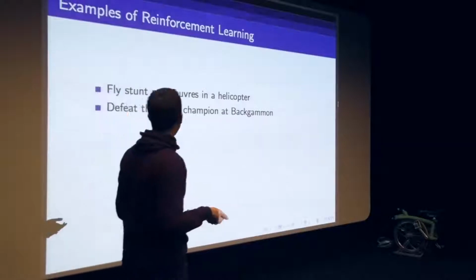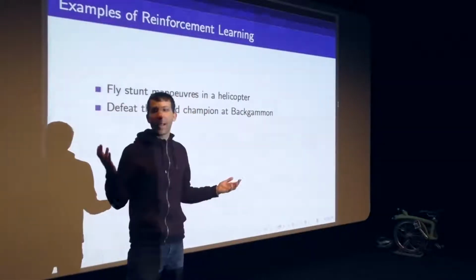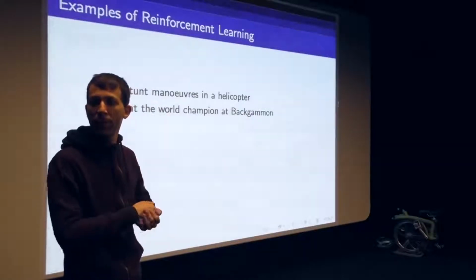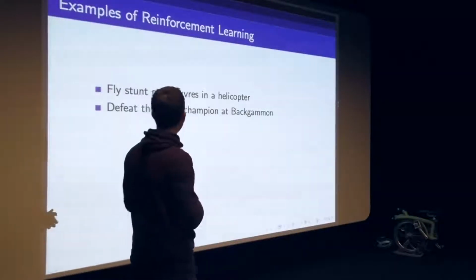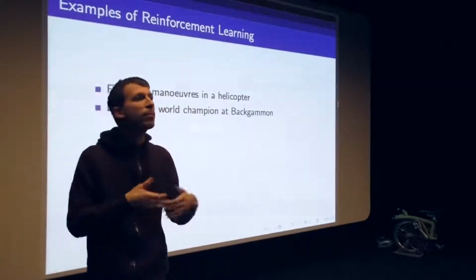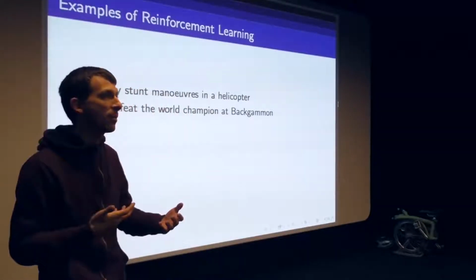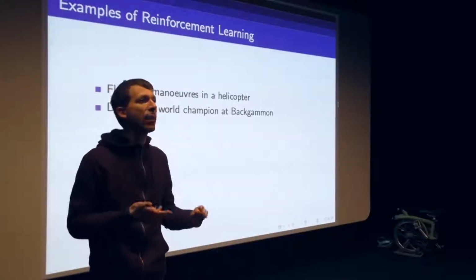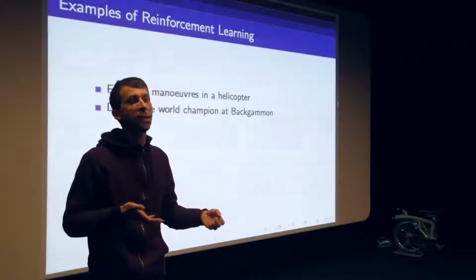Another example would be to play the game of backgammon. And one of the famous successes of reinforcement learning is when Gerry Tesauro defeated the world human champion at the game of backgammon, just by reinforcement learning. So this is a system that was basically playing the game again and again, and just by trial and error learning, figured out a way to play backgammon better than humans.